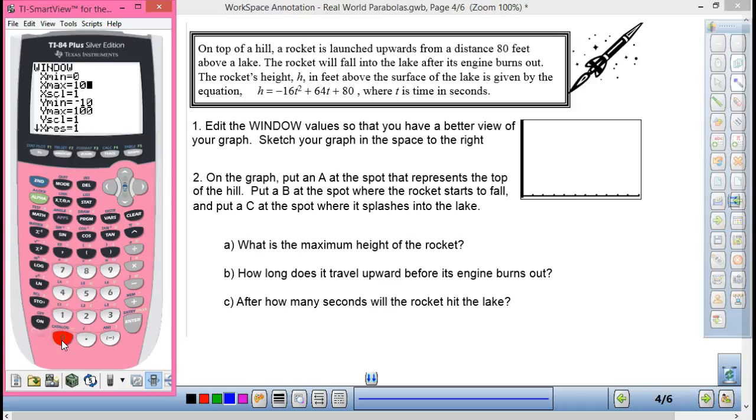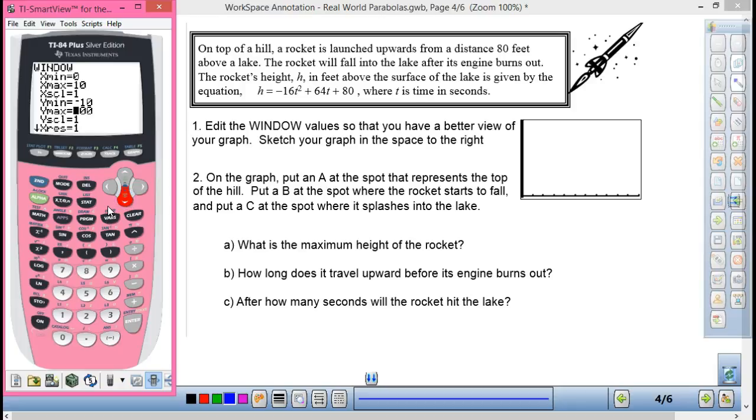All right, then we got to go down to our y max. The rocket launches from a distance of 80 feet above the lake. Should we try 100 and see what it looks like? Yeah. All right, so let's graph it. So it doesn't quite fit, right? Go back to your window because this kind of becomes a mess, and check.